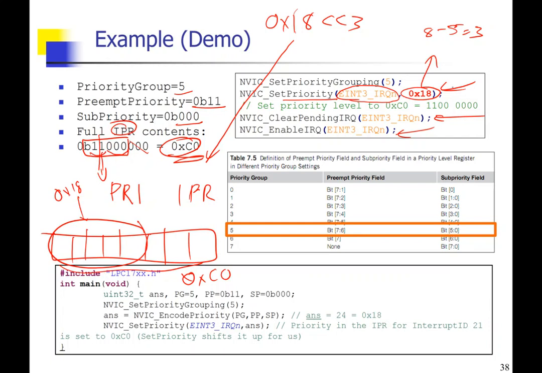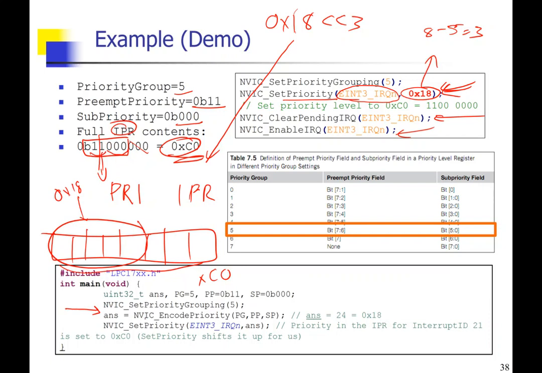Now, this is a bit of a crude way to do things. A slightly nicer way to use the set priority function is to call the encode priority function before you call the set priority function. Because remember, encode priority function is a function to format the priority in such a way that it can be used for set priority function.